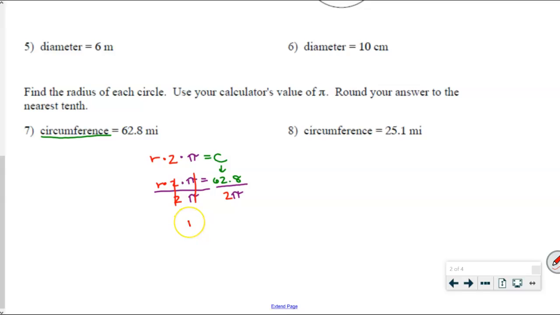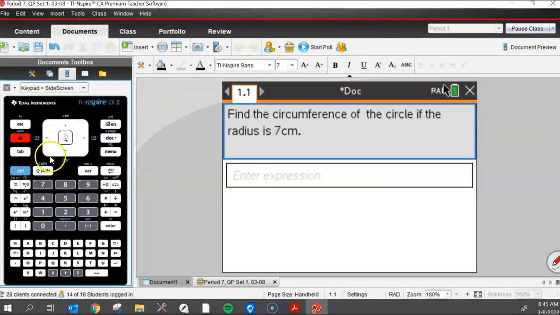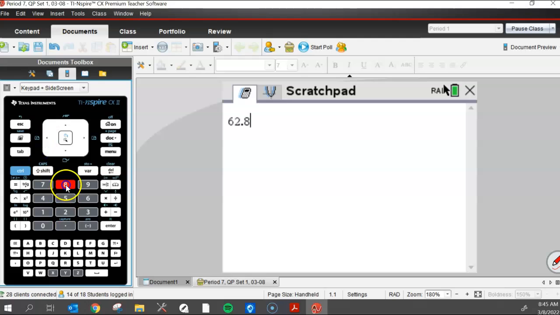Notice that I'm still going to have the radius all by itself, but in one single calculation, which we can do together. I'm going to have 62.8 divided by, probably a really good idea to use parentheses here. I'm dividing by 2 pi. Close those parentheses. And it will do that in one single calculation.